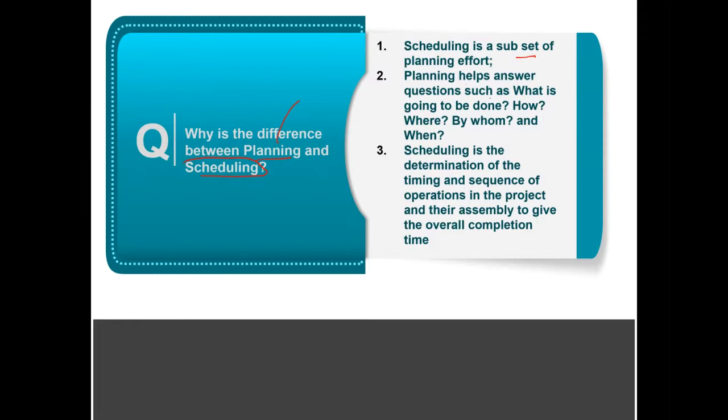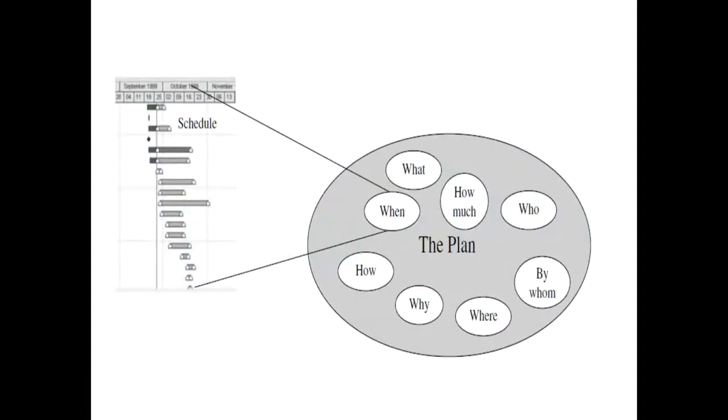Planning helps answer questions such as what is going to be done, how, where, by whom, when. So big strategic questions, and then we have got all sorts of plans, including financial plan, environmental plan, sustainability plan. Whereas scheduling is a bit of a subset of planning, which involves determination of the time and sequence of operations in the project and their assembly to give the overall completion time. So if we could visualize it, the planning effort would be the whole pie here, which would include answering questions like what, when, how, why, where, by whom, who, how much, whereas the scheduling effort is a subset of it.